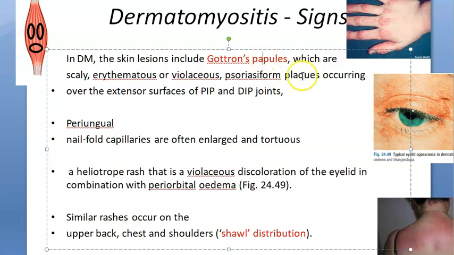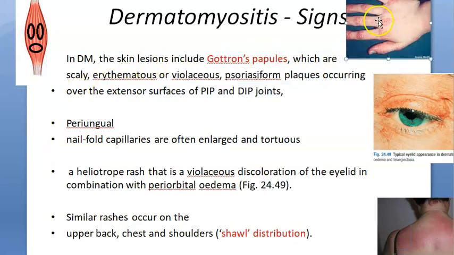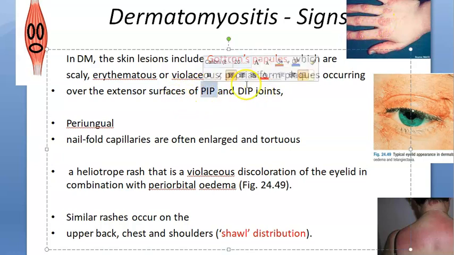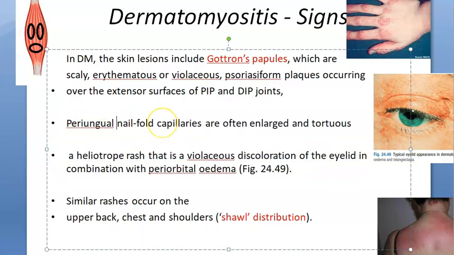They said papule, here they are saying plaque, okay, over the extensor surface. So this is your extensor surface of your hand right there, of the PIP and the DIP joints. That is the DIP, distal interphalangeal joint, proximal interphalangeal joint. Very good. So the hands, knuckles, everything you can see are affected. And periungual nail fold capillaries are often enlarged and tortuous.